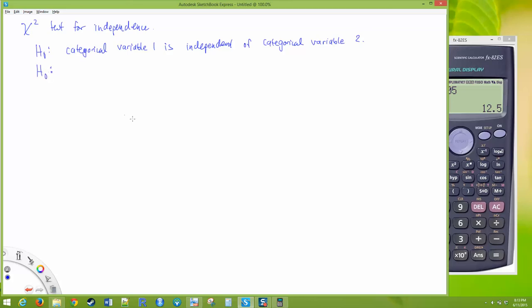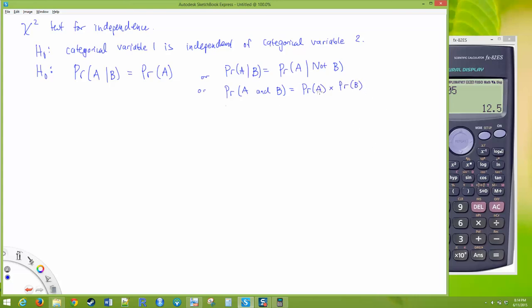Symbolically, we have multiple ways of stating this. We can say the probability of A given B is equal to the probability of A. Or we can also write probability of A given B is equal to the probability of A given not B, or B complement. Or probability of A and B is equal to the probability of A times the probability of B. Okay, these are all ways of symbolically expressing that variable 1, in this case, which would be A, categorical variable 1, A is independent of categorical variable 2, which I've written as B.